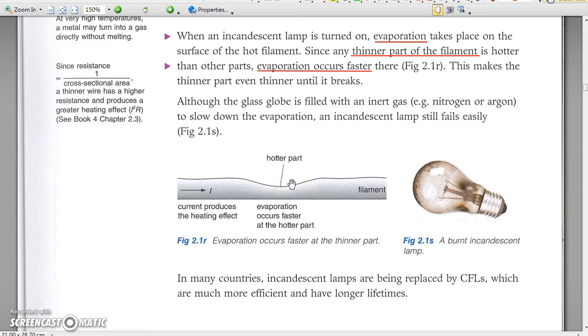Moreover, filament evaporates at high temperature, and the thinner part even evaporates faster due to larger resistance, and hence greater joule heating effect, I squared R.